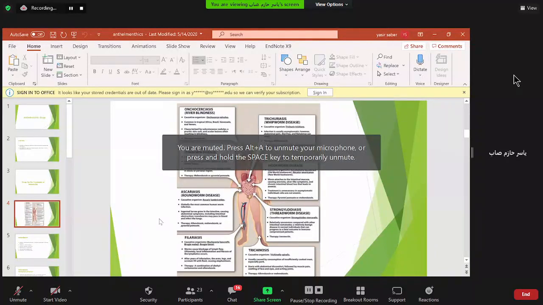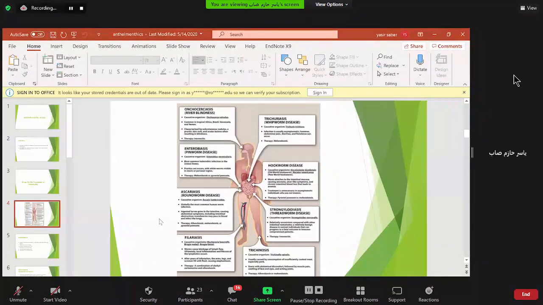Trichinosis, caused by the organism Trichinella spiralis, is usually caused by consumption of insufficiently cooked meat, especially pork. It starts with abdominal discomfort followed by muscle pain, swelling of the face and eyes, and itching joints. The therapy, or drug of choice, is albendazole or mebendazole.